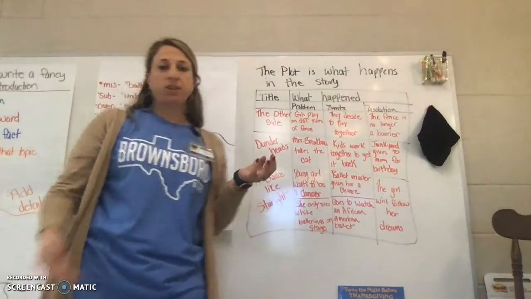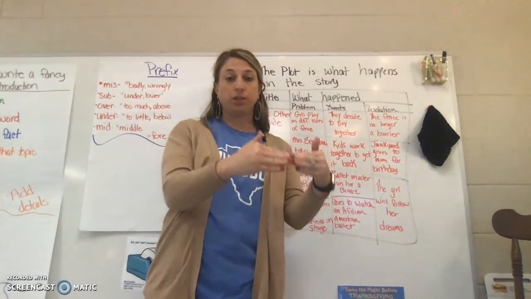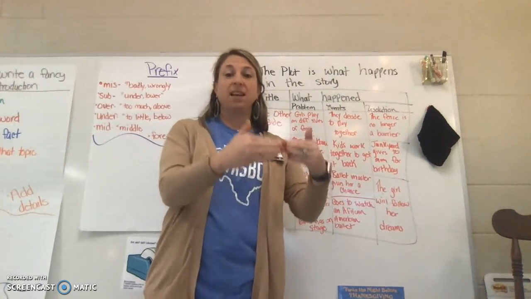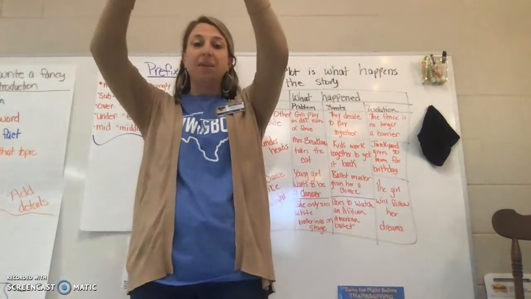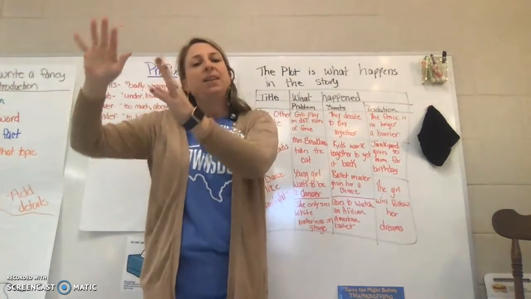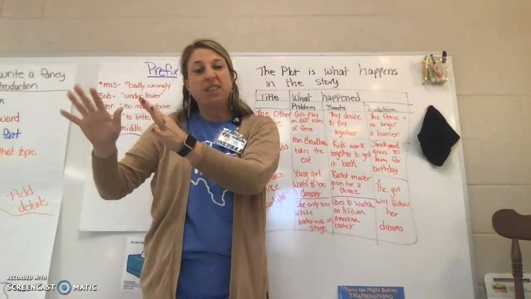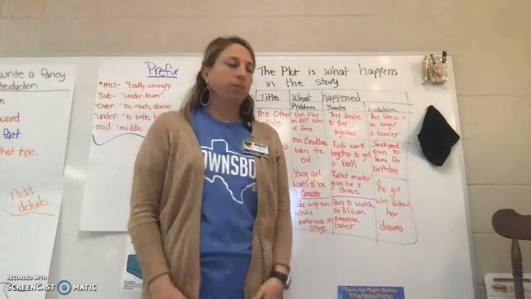Okay, so yesterday we talked about plot and how we have the exposition of when the story starts, the setting, the characters, all the things. And then we have the rising action. Something is starting to happen. And then we have the climax, where it's like the big, most dramatic part of the story. And then we have the falling action, some of the events that take place after that part. And then we have the resolution, which is when the problem is solved.